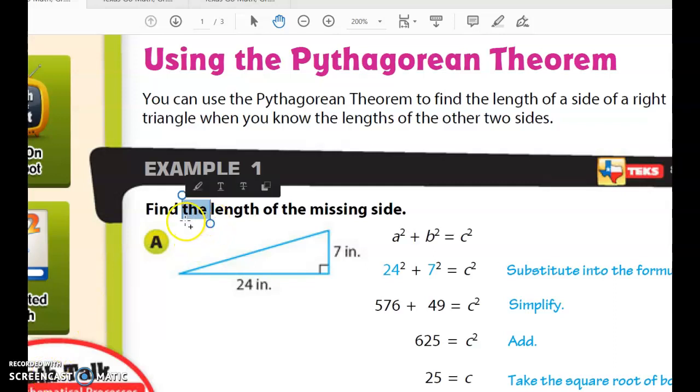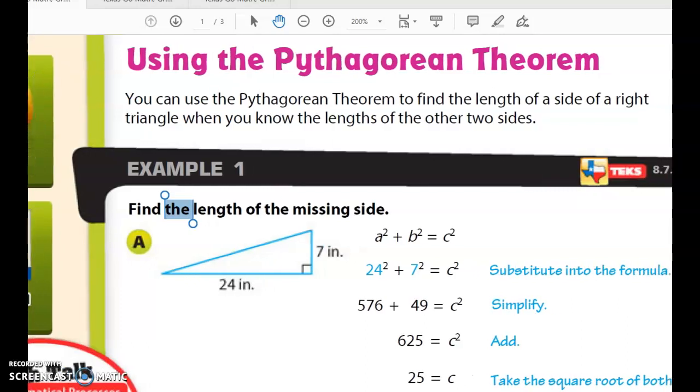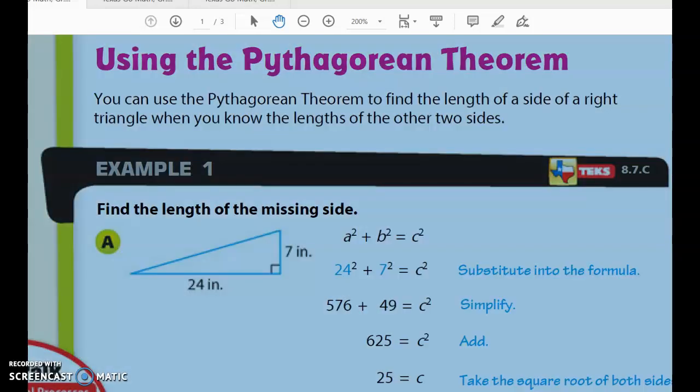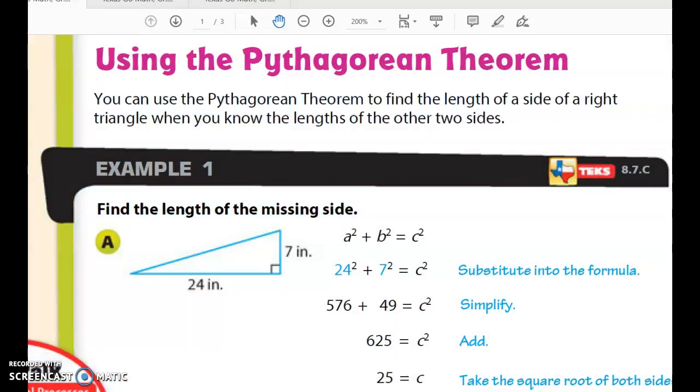All right, guys, this is Mr. Morgan. What we're going to be doing today is looking at using the Pythagorean Theorem and its converse. The first part of the video will focus on just using the Pythagorean Theorem, and the second part is going to focus on the converse.